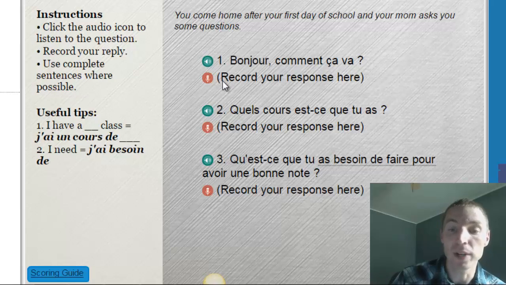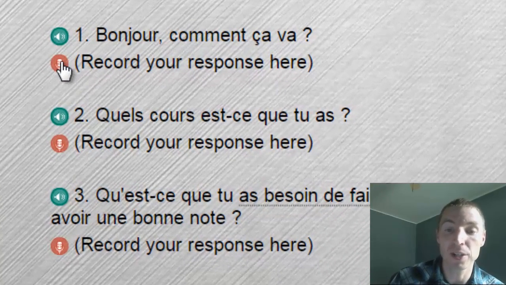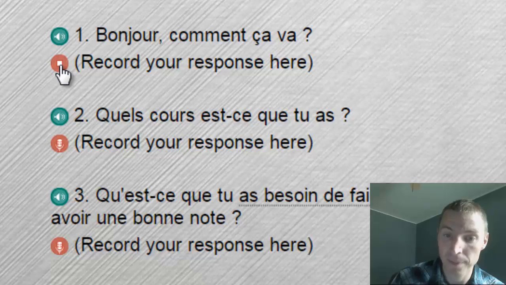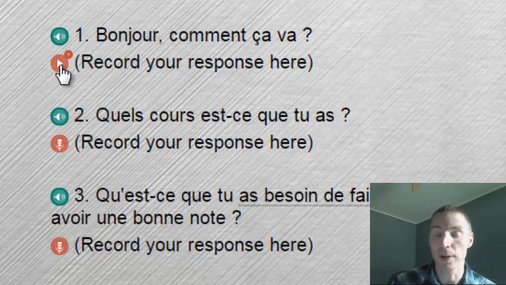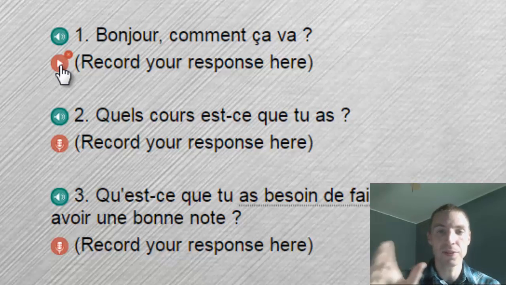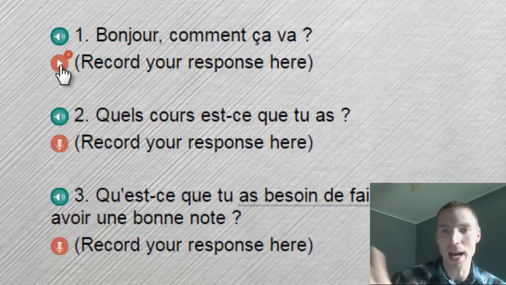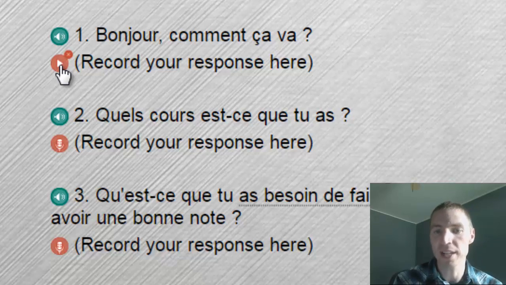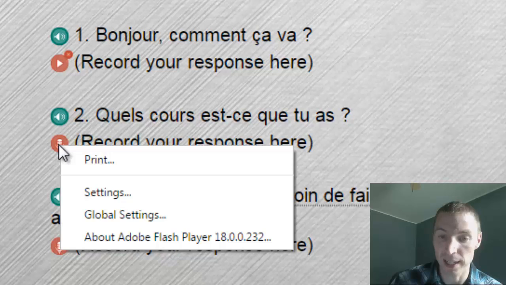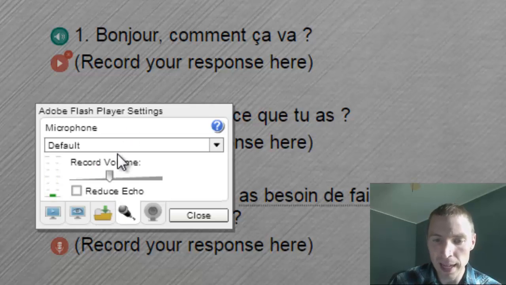So listen to it. When you're ready to record your response, all you have to do is click on the microphone button. Bonjour, ça va bien? And record. Now, the first time you do it, it may give you a couple of things saying, will you allow or block Adobe Flash Player? You always want to allow. And if you can't figure it out, you can also just right-click with your mouse over this microphone symbol, click settings, and then make sure you choose whatever microphone you're using.